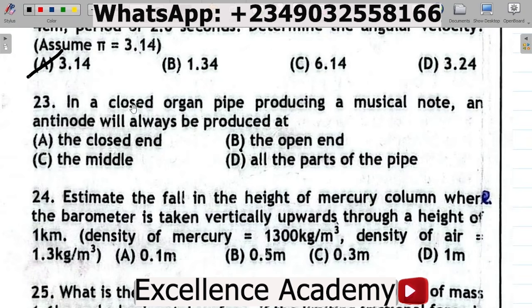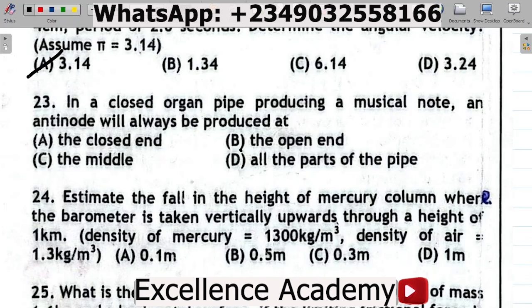23. 23 says, in a closed organ pipe producing a musical note, an antinode will always be produced at A, the closed end, B, the open end, C, the middle, D, all the parts of the pipe. So what's the correct answer to this question? Now, to answer this question here, you need to note that in a closed organ pipe, an antinode would always be produced at the open end. And this is because air can move freely there, resulting in maximum displacement.